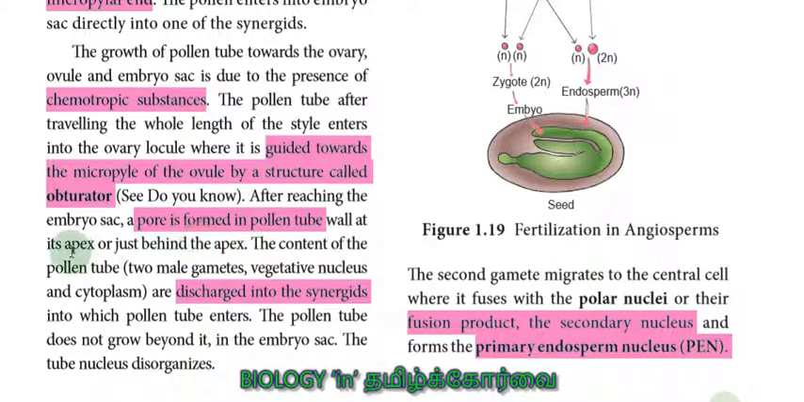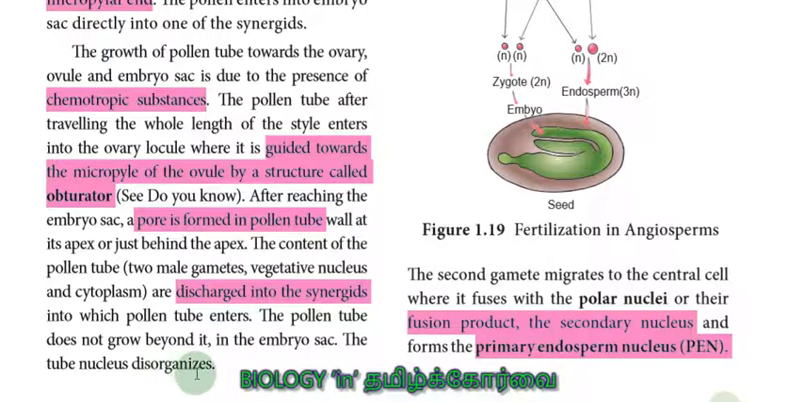The wall at its apex or just behind the apex opens. The contents of the pollen tube, two male gametes, vegetative nucleus and cytoplasm, are discharged into the synergids. We already learnt the pollen tube enters into the synergid only. The pollen tube does not grow beyond this synergid. Once it discharges all this content into the synergid, that's all. It does not grow further in the embryo sac.